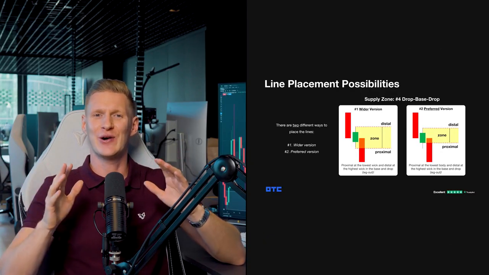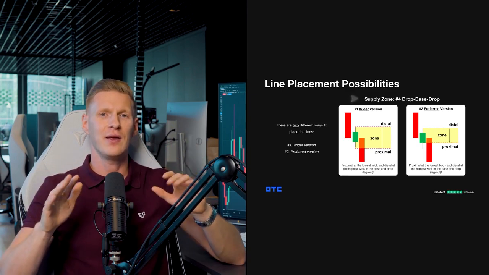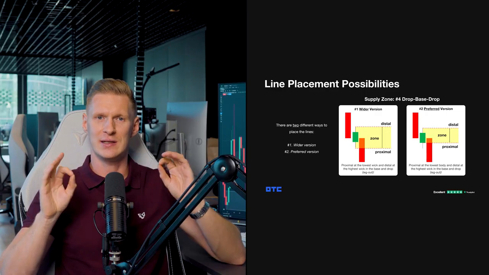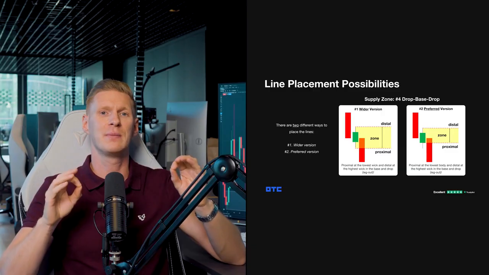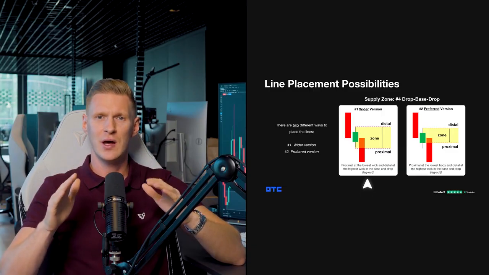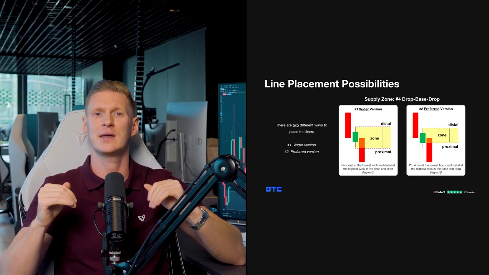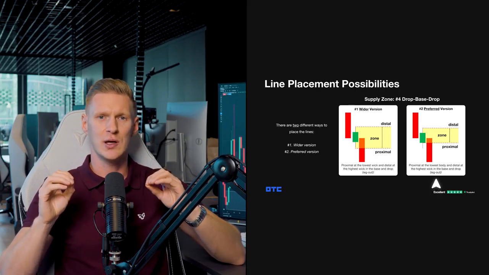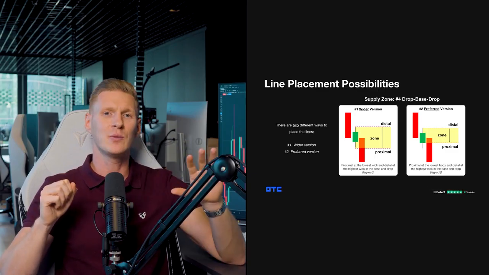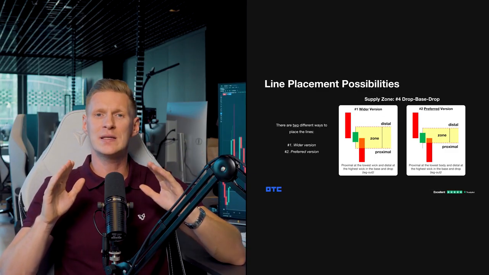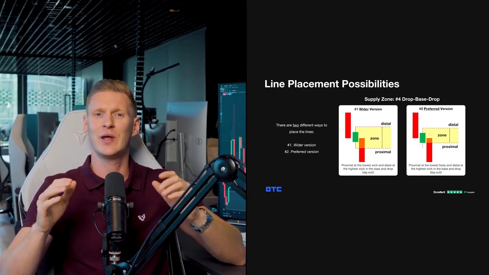Finally, let's talk about the drop-base-drop supply formation. Once again, there are two versions, and the key difference lies in how we position the proximal line. In the wider version, the proximal line is placed at the lowest wick of the basing candle. In the preferred version, it's placed at the lowest body of those candles. Meanwhile, the distal line always goes at the highest wick of the basing candles, including the leg out.